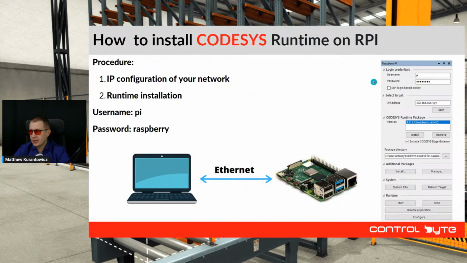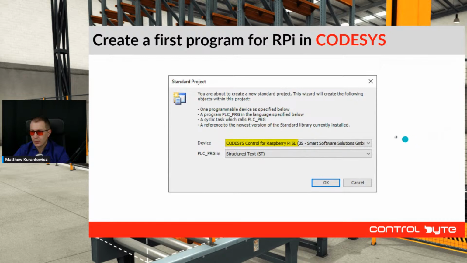Then you need to set a username and password, connect with the board, and start programming. This is how the very first project with Raspberry Pi is started. You need to choose from the drop-down list your Raspberry Pi, choose the language. Here we have structured text, and start programming.